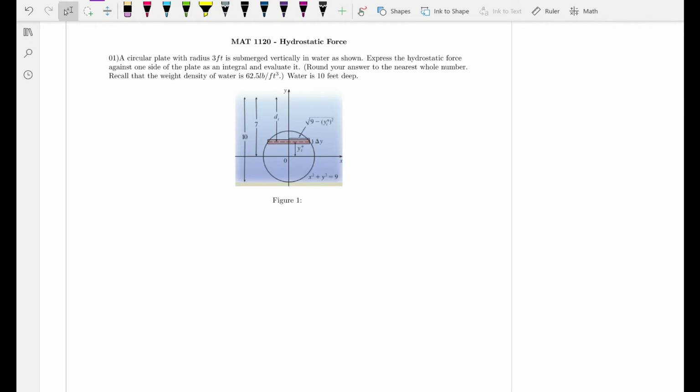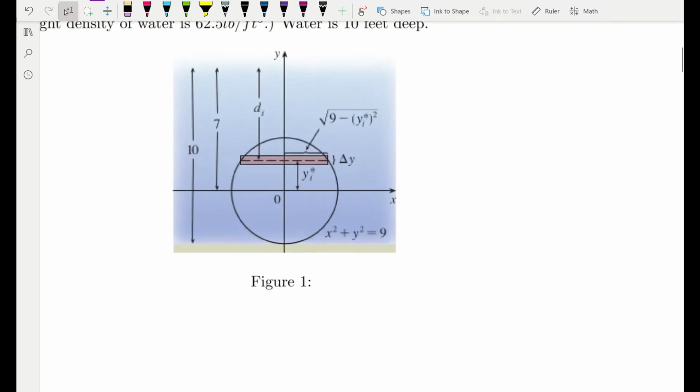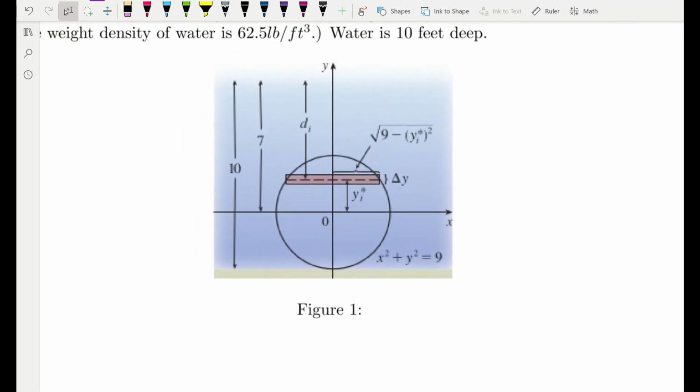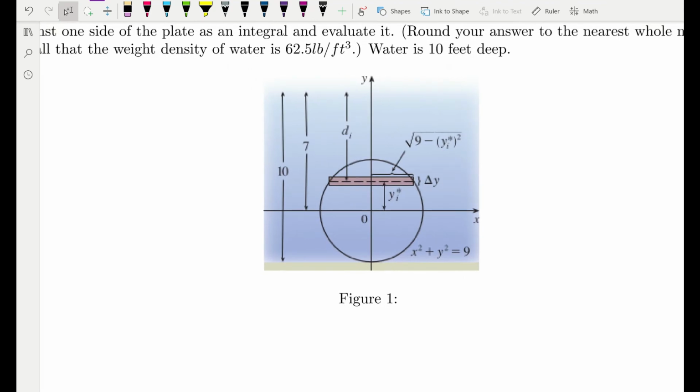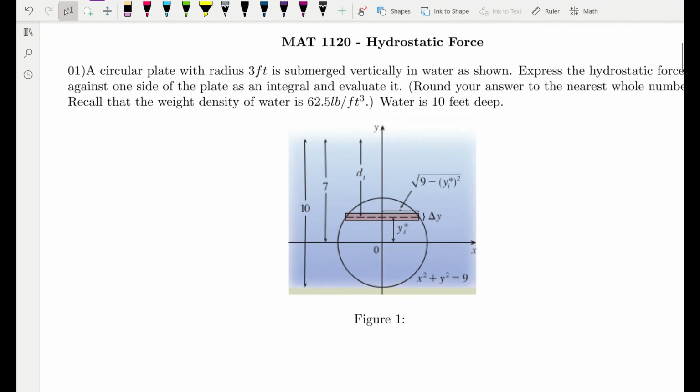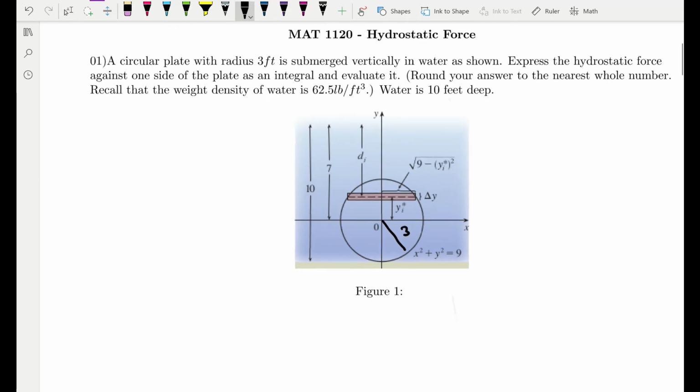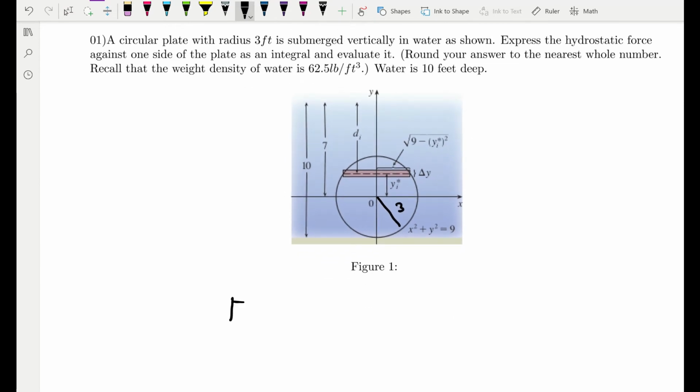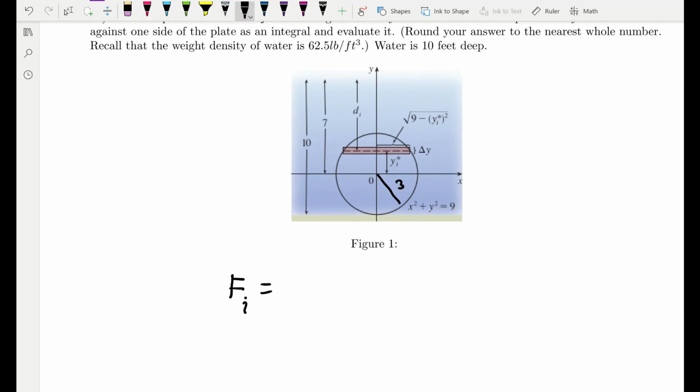Here's my last example for the video. We have a circular plate inside water, and the radius of the circle is 3. They have given us the slice, so let's find the force acting upon one slice. Rho g is fixed, that's density and gravity. Now we need area and depth.